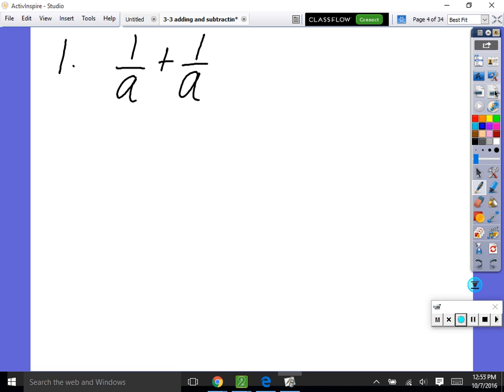So problem number 1, we have 1 over a plus 1 over a. We have to have a common denominator. We do. So we can add now straight across. Add our numerator. We get 2 over a, correct? Everybody feeling good? We're done. That doesn't simplify anymore. Let's do another one.